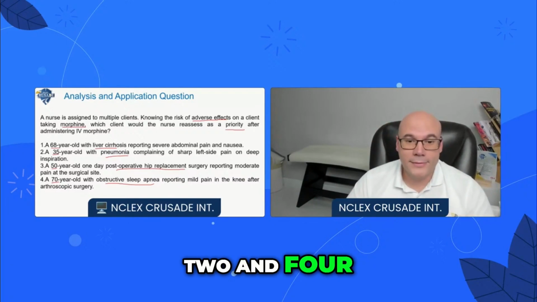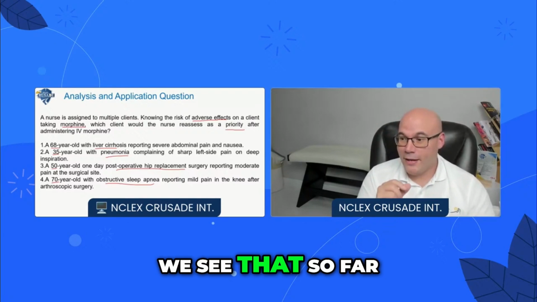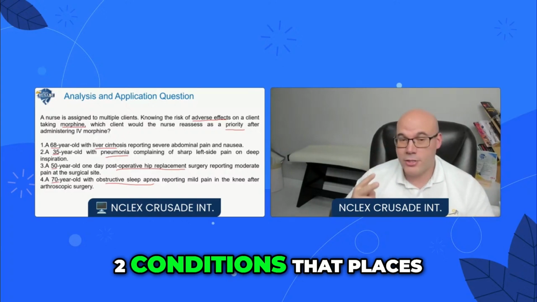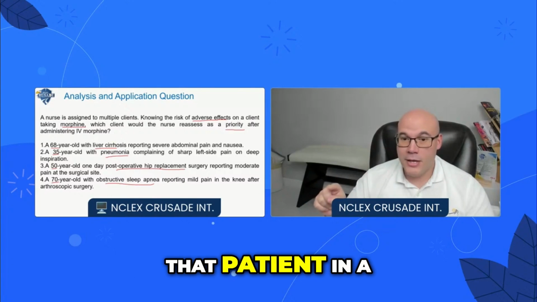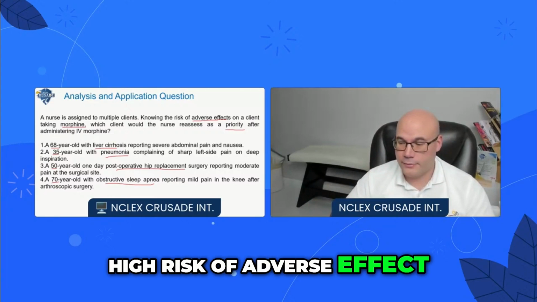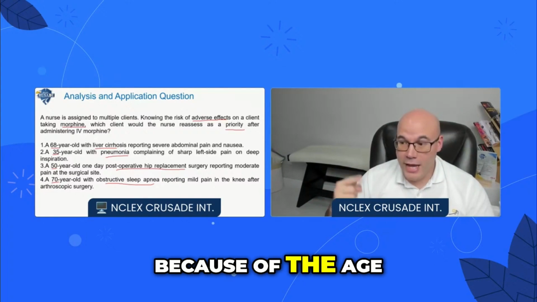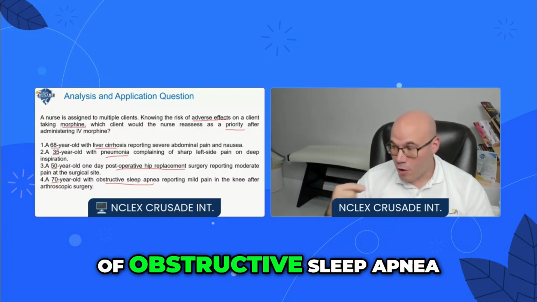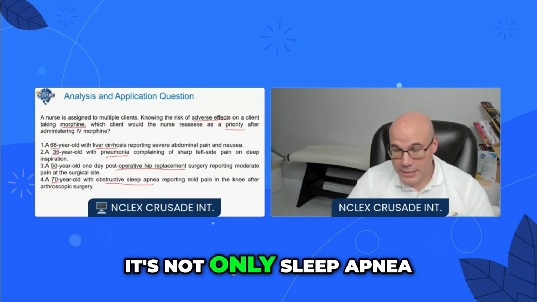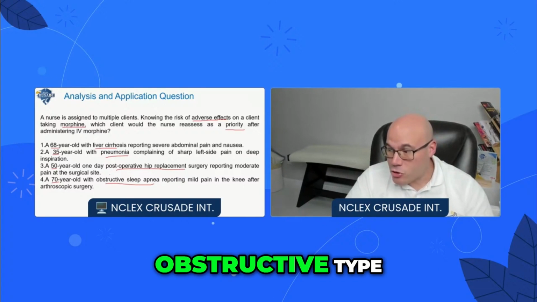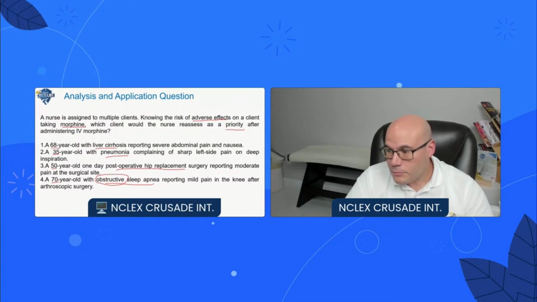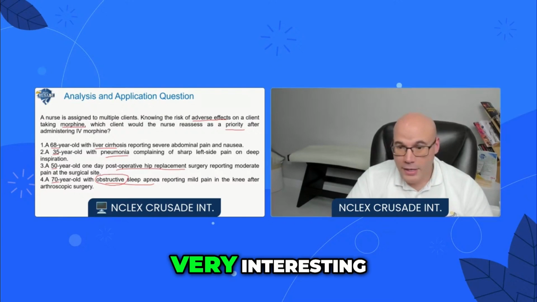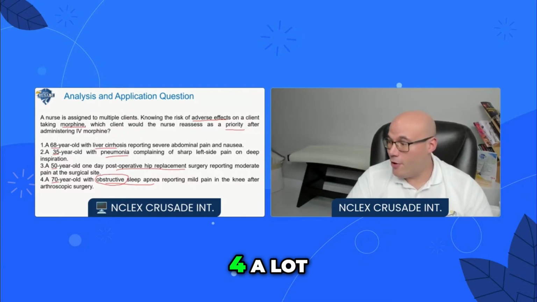2 and 4. Now, we've seen that so far, patient 4 has 2 conditions that place that patient at high risk of adverse effect. Number 4, because of the age, elderly, and number 4, because of the diagnosis of obstructive sleep apnea. It's not only sleep apnea, but it is the obstructive type. Very interesting. So I really like 4 a lot.